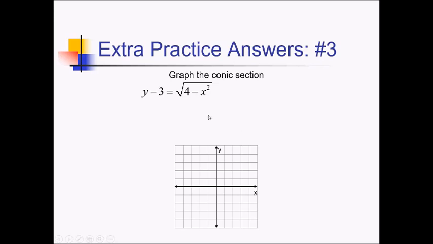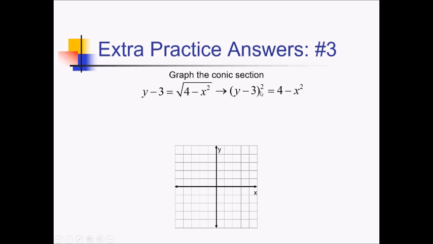On this problem, we've got a semicircle, whenever you have y or x equals the square root of something else squared. So we're going to first put this in something that looks like a circle form, and then we'll use that to just graph half of the circle. So I'm going to start by squaring both sides to get rid of this square root.